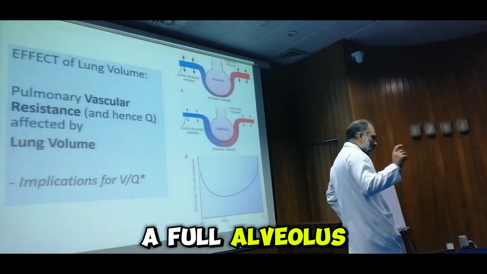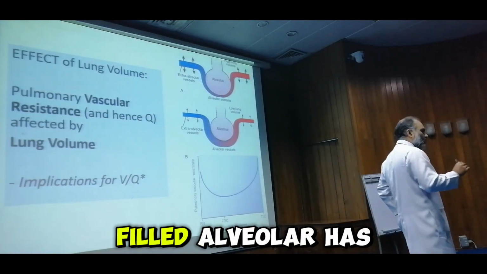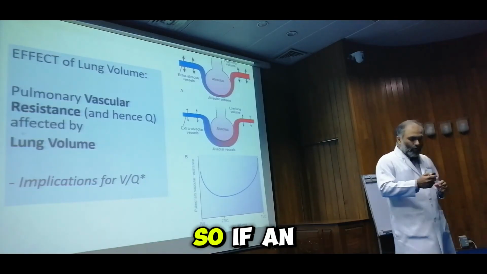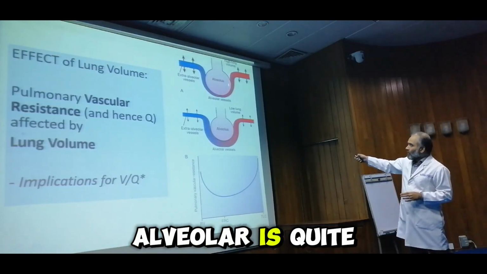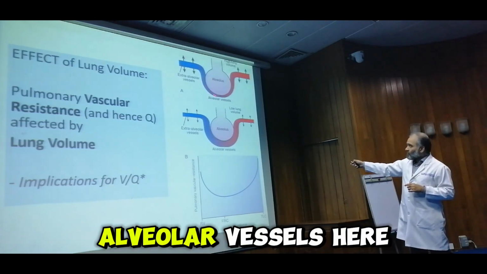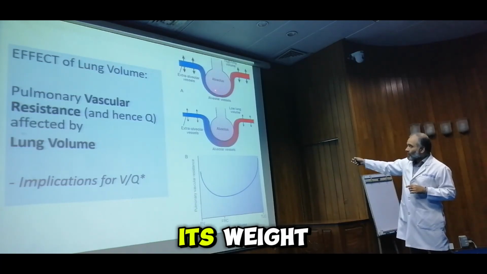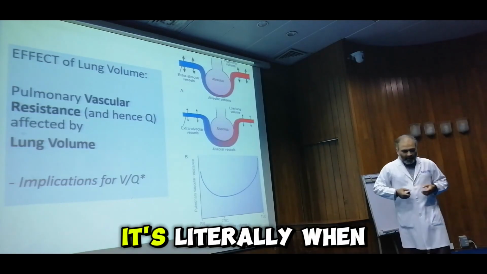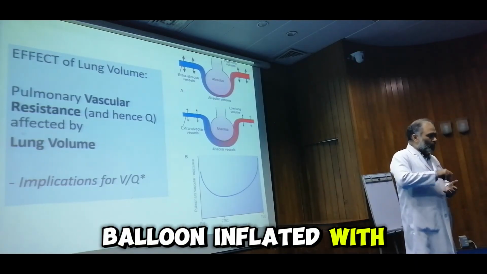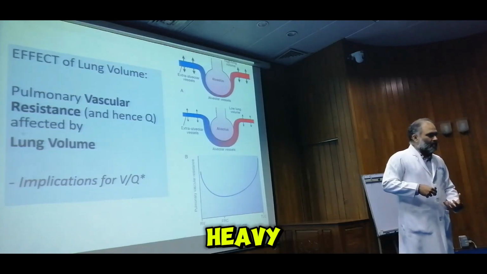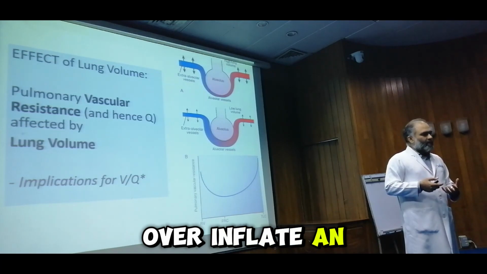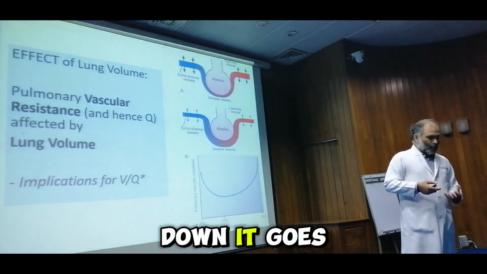A full alveolus and a half-filled alveolus have different effects on the alveolar vessels. If an alveolus is quite full, overfilled with air, it compresses the alveolar vessels by virtue of its weight. It's like when you put water inside a balloon, inflated with water, it goes down because it becomes heavy. So if you overinflate an alveolus, it bogs down and goes down with it.